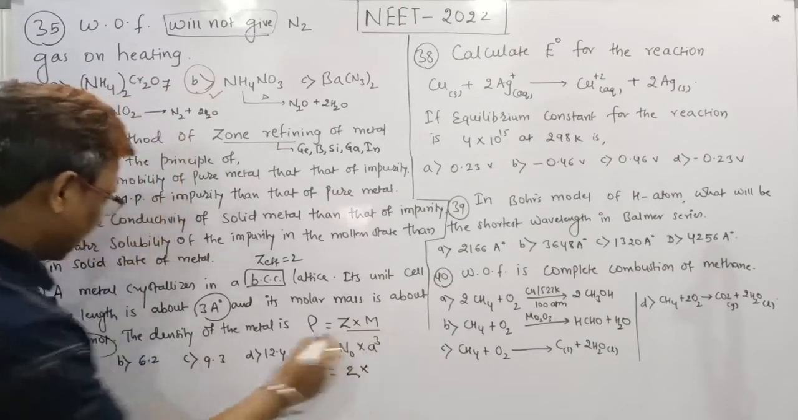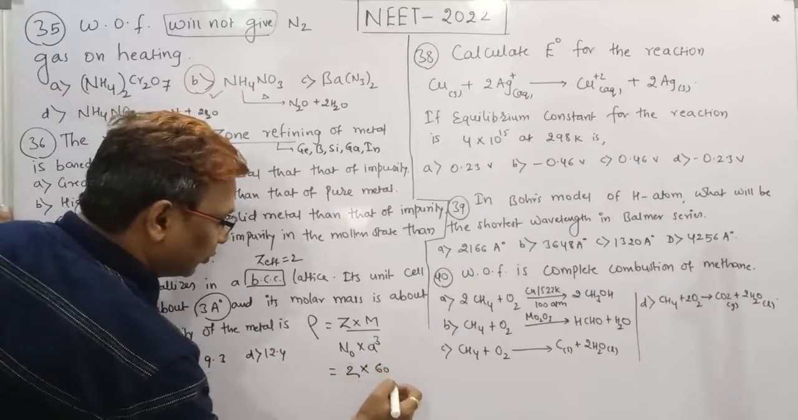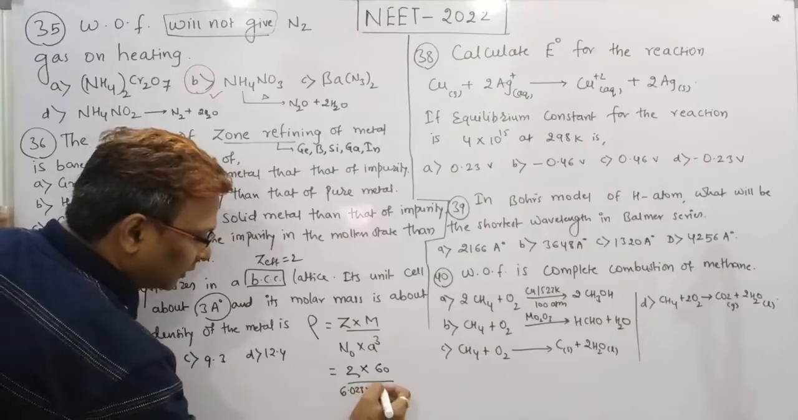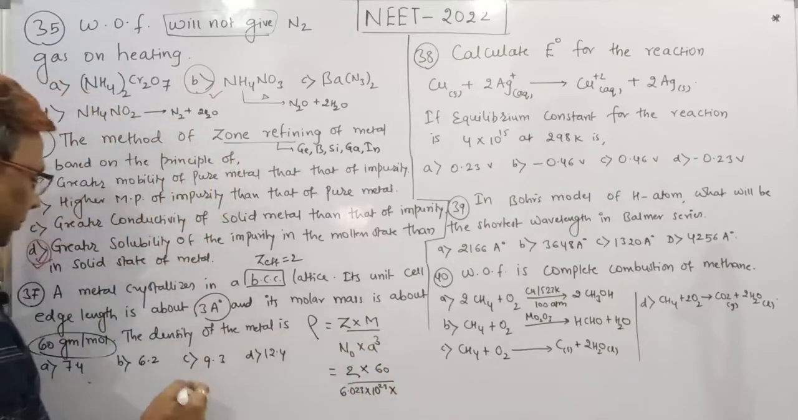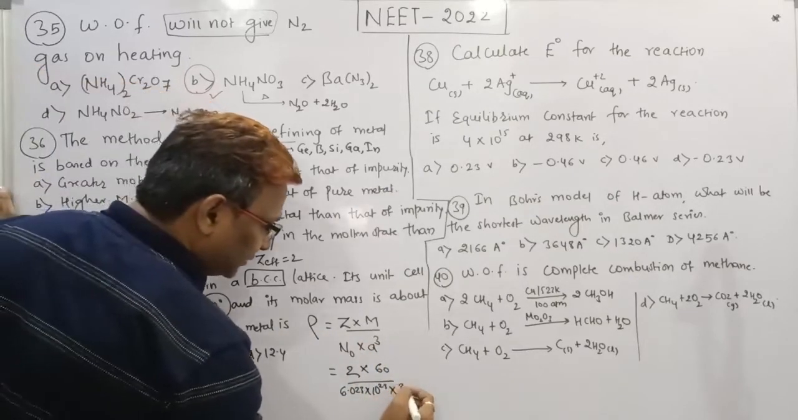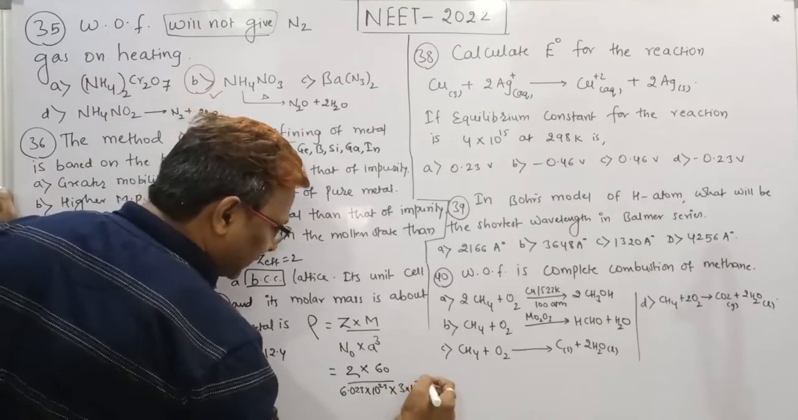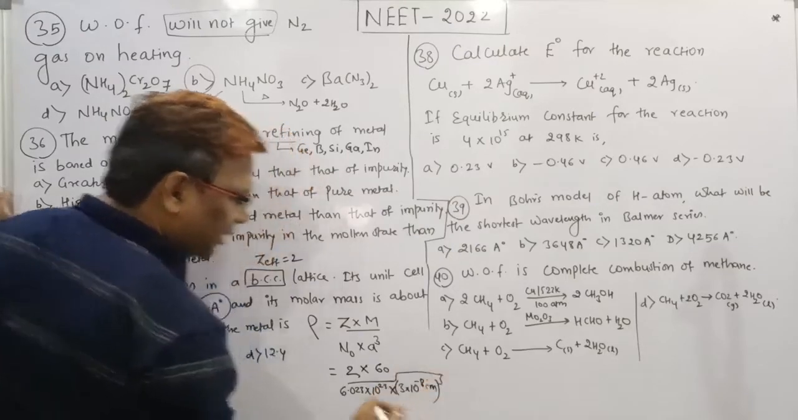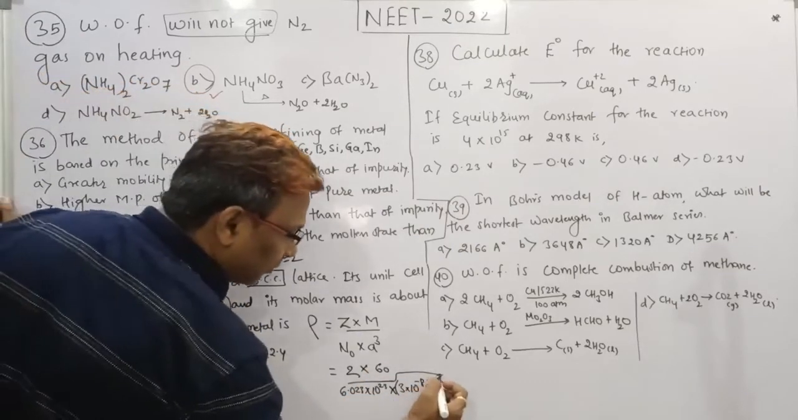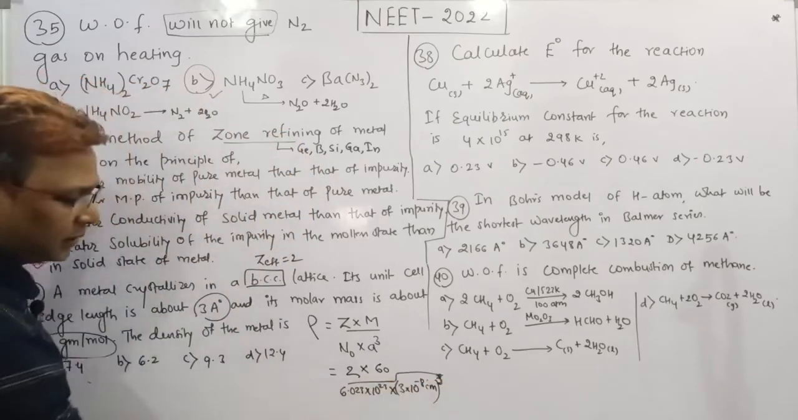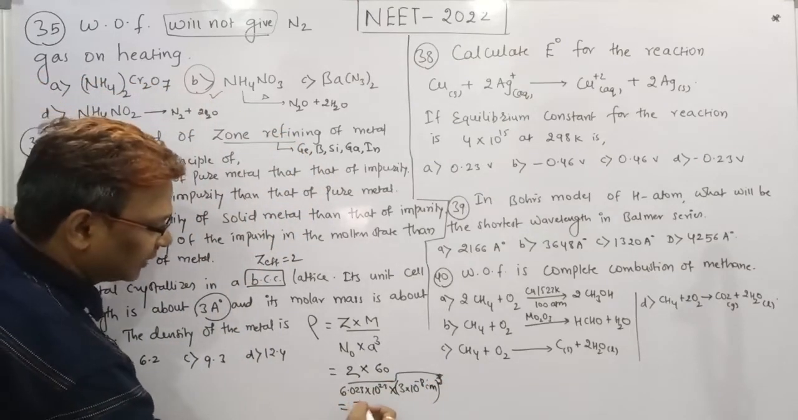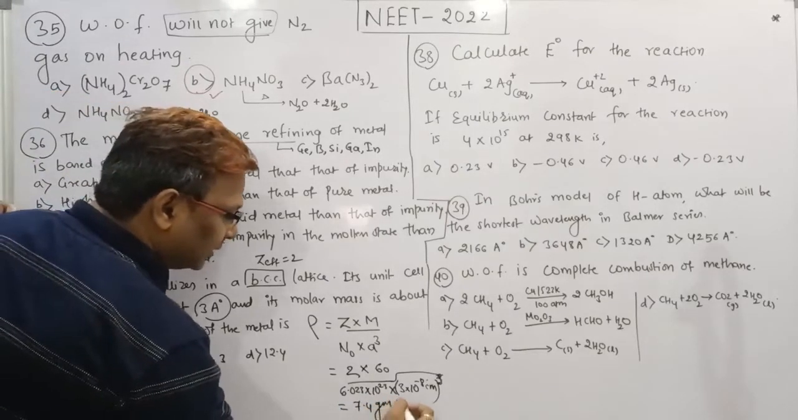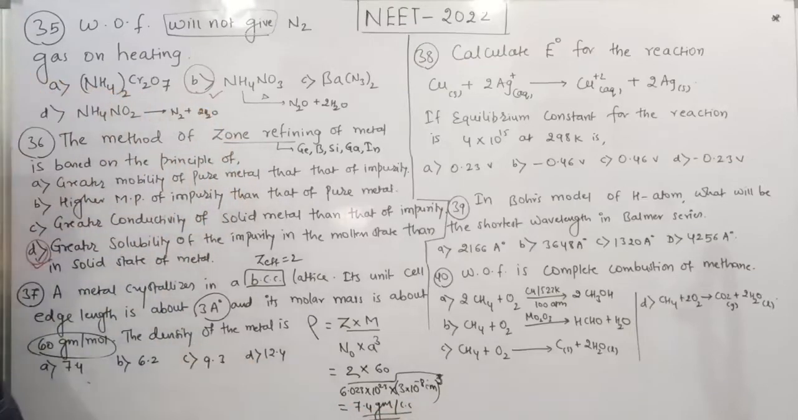Into molar mass, given as 60 gram per mole, by Avogadro's number, 6.023 into 10 to the power of 23, into a cube. But 3 angstrom is there: 3 into 10 to the power of minus 8 centimeter, taken as a cube. Let me just solve it here. By solving, the answer I am getting is 7.4 gram per cc, the density of this particular metal.